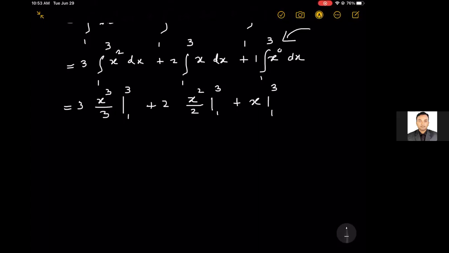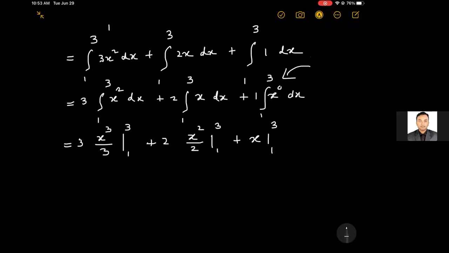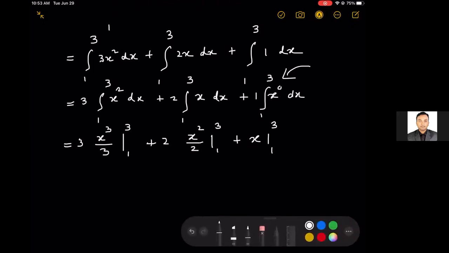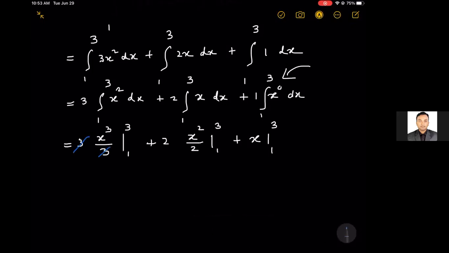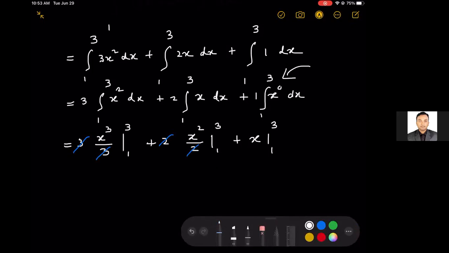Any question before we go to the evaluation part? Any question? No question at all? Okay, before we evaluate, we can simplify it just a little bit. We can cancel this 3 and 3. We can cancel this 2 and 2. So we just need to evaluate x cubed, right?